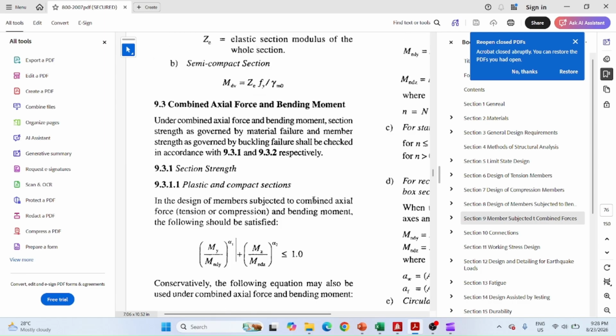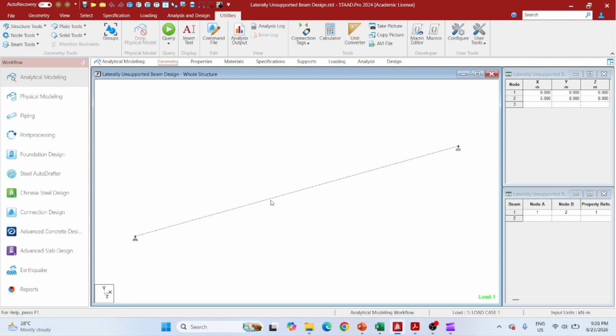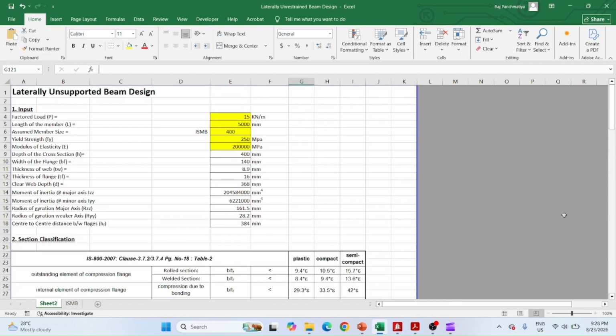In the next video, we are going to take a practical example and we are going to design the beam in STAAD, and then we are going to verify the results of STAAD.Pro manually by preparing a generalized Excel sheet.